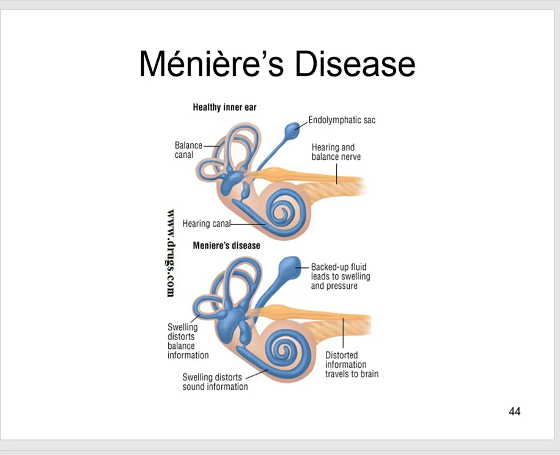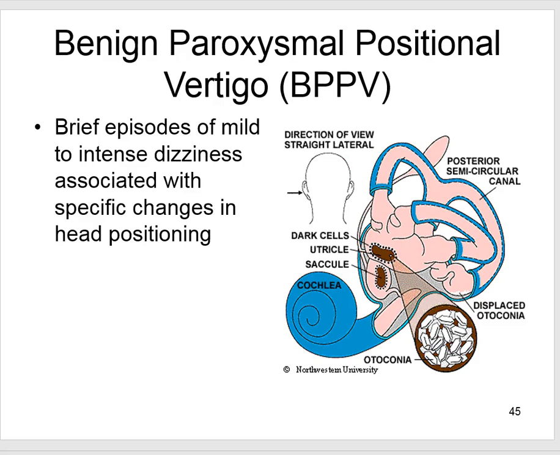So the bony labyrinth is filled with perilymph, and the membranous labyrinth lies within the bony labyrinth, and that has the endolymph. Benign paroxysmal positional vertigo. This is characterized by sudden, brief episodes of mild to intense dizziness associated with specific changes in head positioning. It most commonly occurs when you move your head in a certain direction, lie down from an upright position, turn over in bed, or sit up in the morning. So the symptoms are precipitated by head movement.